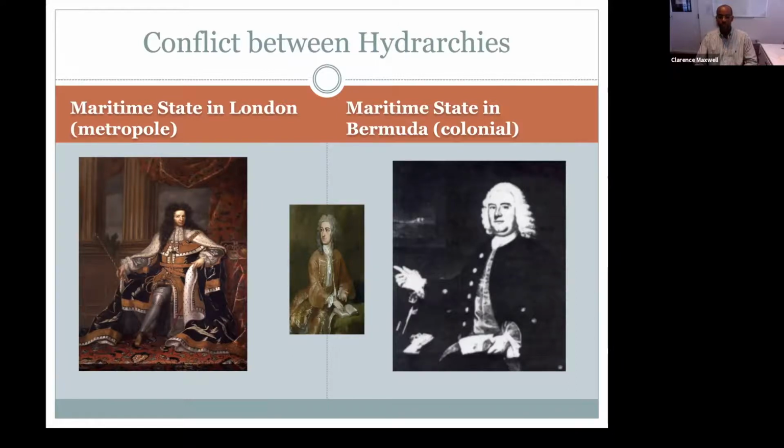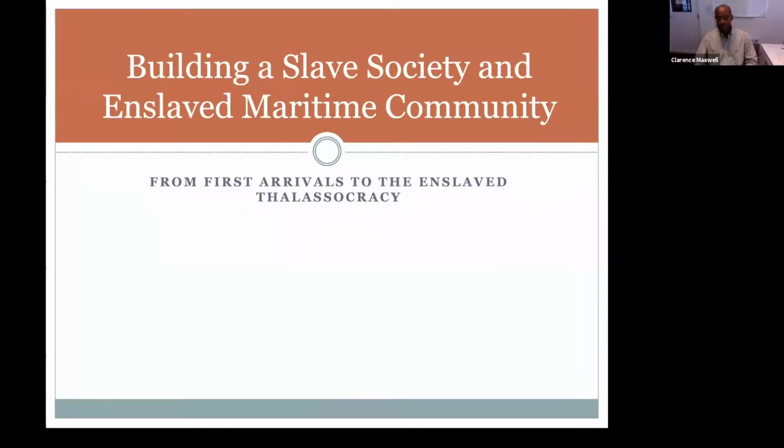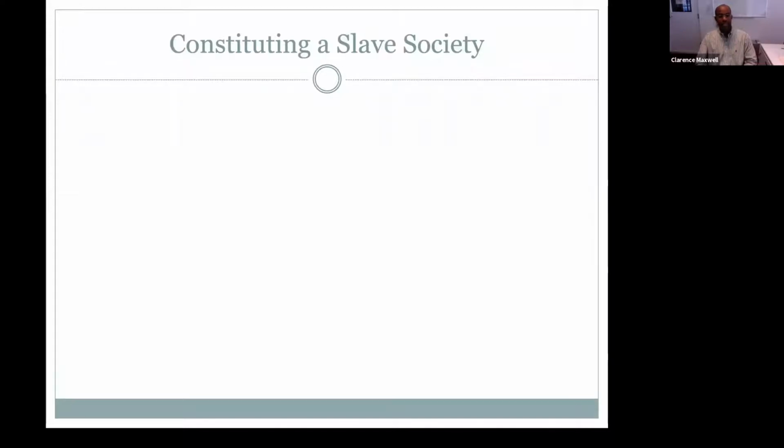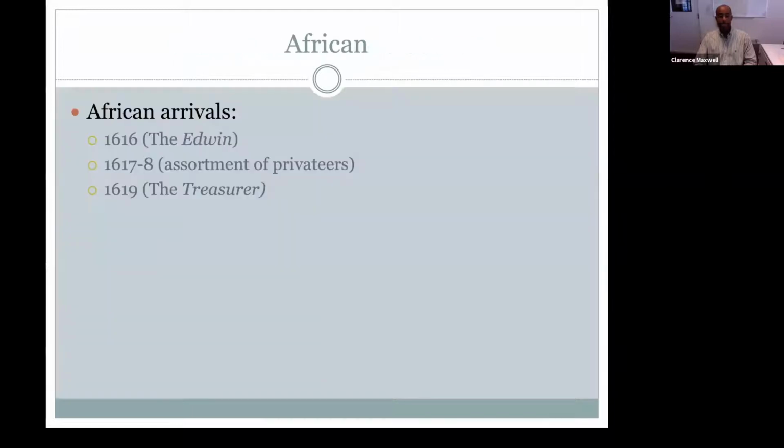That takes care of the Hydrarchy. What the maritime commercial revolution also created was an enslaved maritime community. And that takes us to the enslaved Thalassocracy. Before I get to that, I think it's probably useful for me to describe the constitution of a slave society. And these three I've mentioned in various other places, but it's probably good as a sort of refresher.